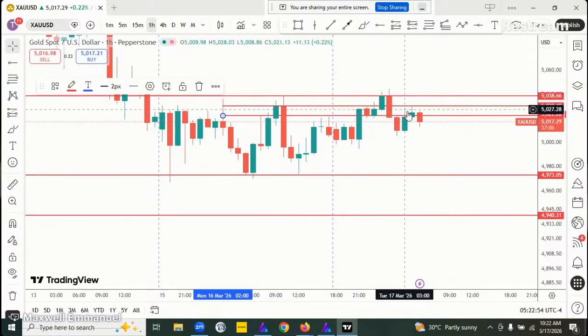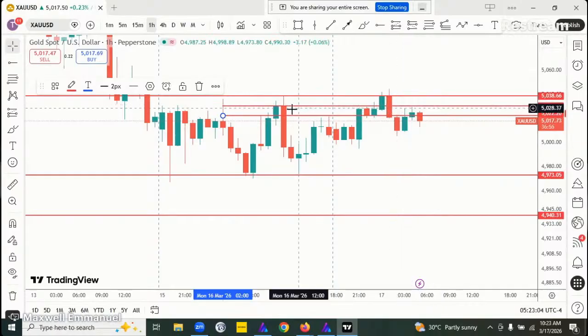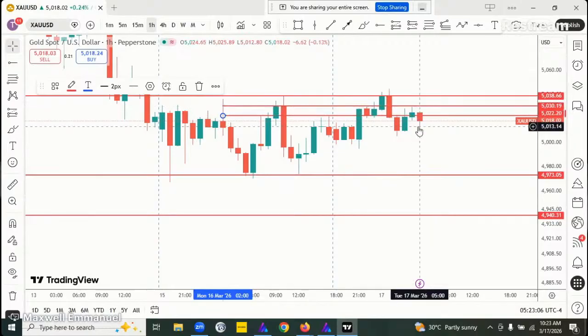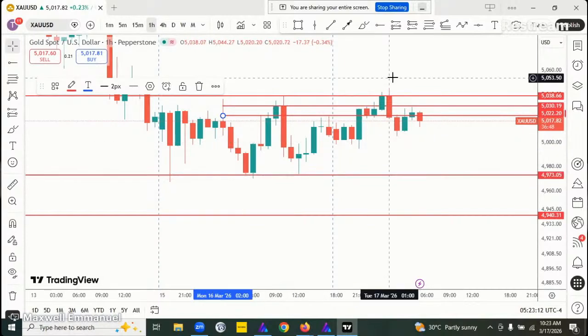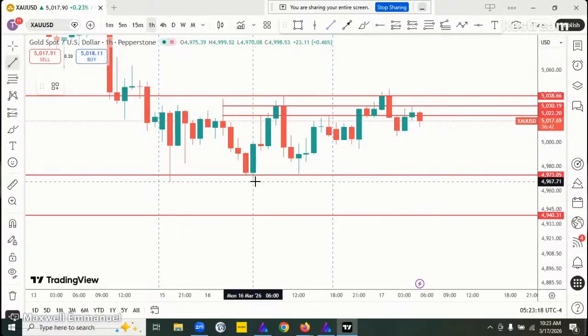I want to see a pullback. You can see this pullback, and there's a strong rejection from that. It's pulled back to test that high, which is this resistance here, and there's a strong rejection from there. So what I see here, gold should sell, and it's coming for all this liquidity. So that's my take on gold for today. It's a sell, as far as I'm concerned.